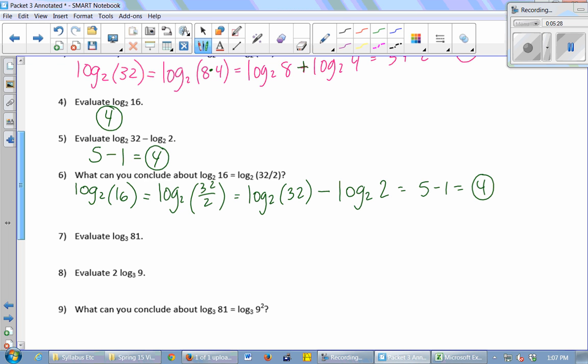So again, it looks kind of like you're distributing, right? You take the log of the top and the log of the bottom, but the division sign, what's a division sign when it's in the parentheses? Becomes a subtraction sign.